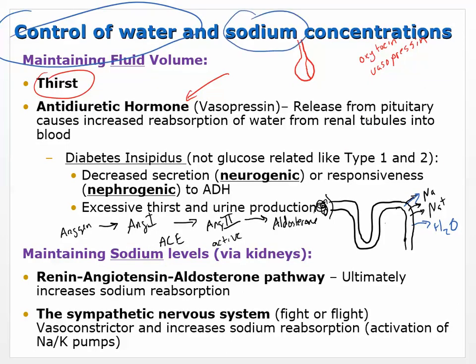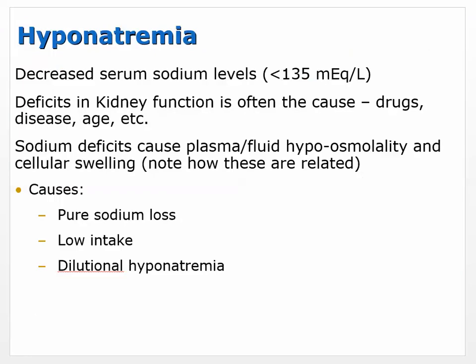So this RAA pathway, usually that's what we'll abbreviate it to, the renin-angiotensin-aldosterone pathway, ultimately will cause an increase in reabsorption. So it saves sodium, putting it back into your body, and therefore water, because water will follow it. Now we also have the sympathetic nervous system. Remember adrenaline, that's your fight or flight, that's sympathetic. Another word for adrenaline, of course, is epinephrine, so I'll just put epi. It causes vasoconstriction, which is going to increase blood pressure, and increases sodium reabsorption, because it also can activate sodium-potassium pumps. So all of these things can have an effect on water and sodium concentrations.